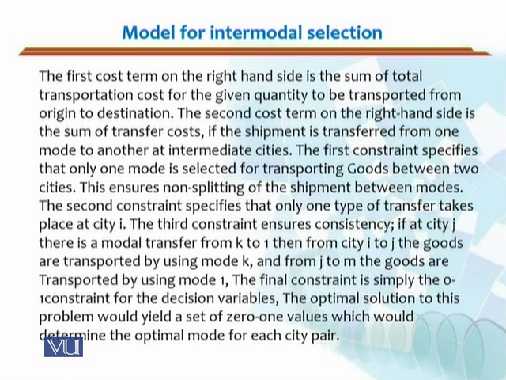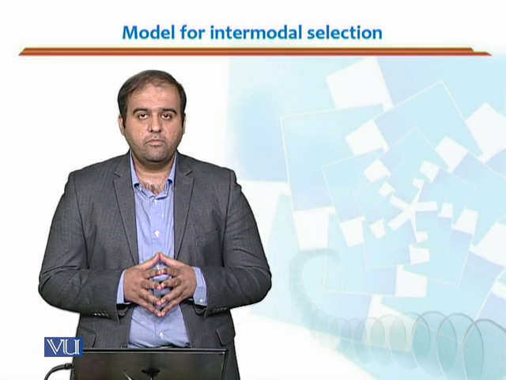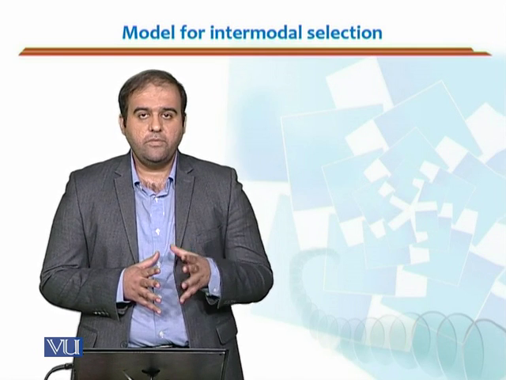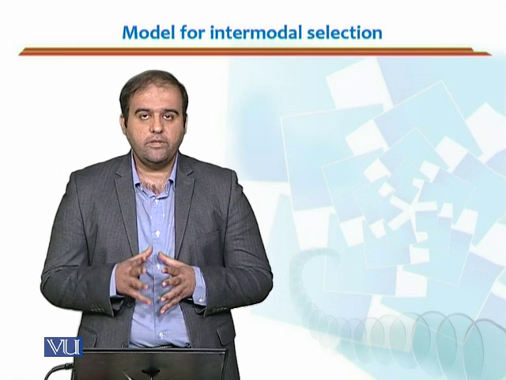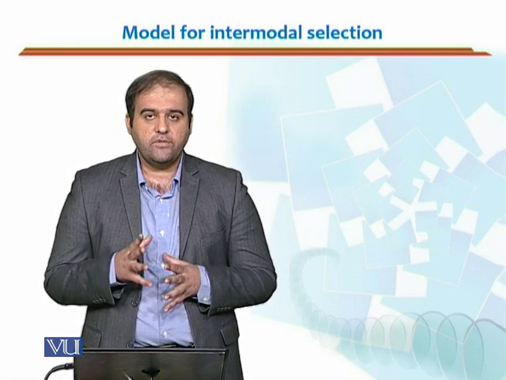What does it mean? It means that it's essentially a 0-1 assignment. So for every city pair, you will get one mode of transportation. And mind it that it might repeat for some other city pair as well. So students, we have seen the basic model for intermodal selection, which is essentially a 0-1 assignment for different city pairs and different modes of transportation. Thank you.